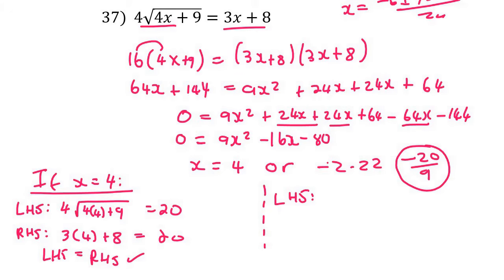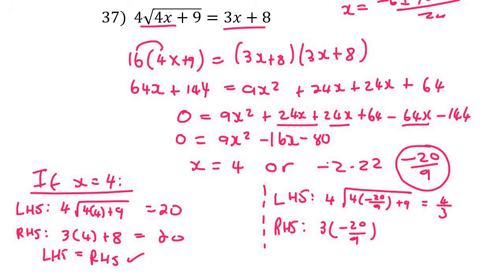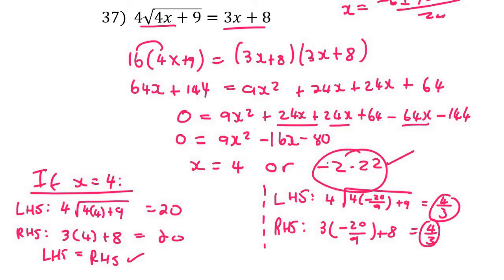So for the left-hand side, I'm going to plug it in as 4 multiplied by negative 20 over 9 plus 9, and that gives me 4 over 3. Now for the right-hand side, you use the same value, so it's just 3 times negative 20 over 9 plus 8, and that's also 4 over 3. But now if you went and used the decimal version, they would have been a little different. Okay, so the left-hand side is the same as the right-hand side, so we can say that x equals negative 2.22. We can use that as our final answer, and x is also 4.